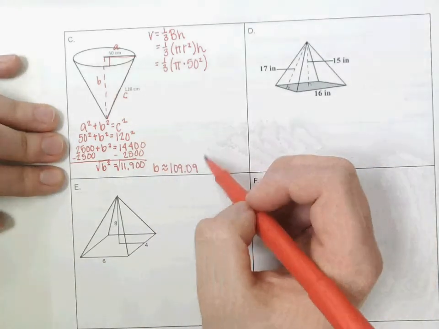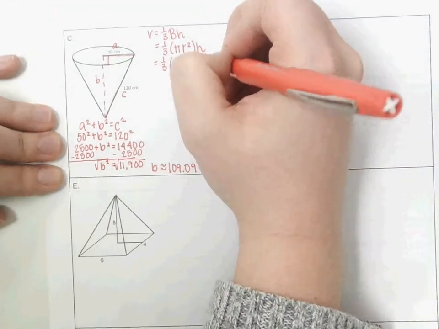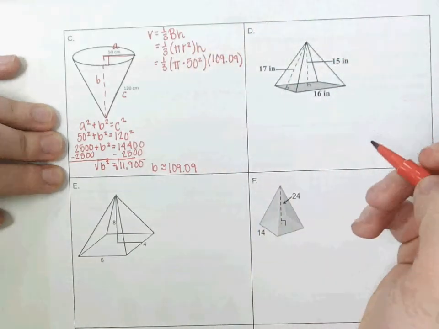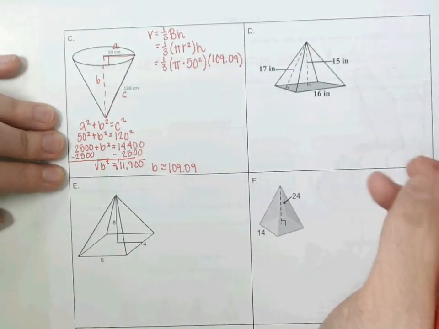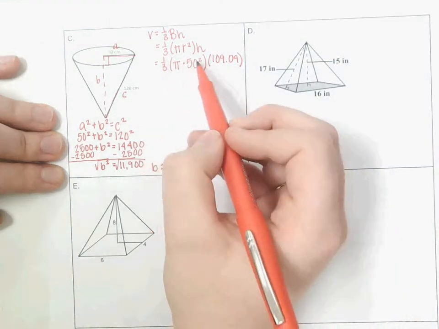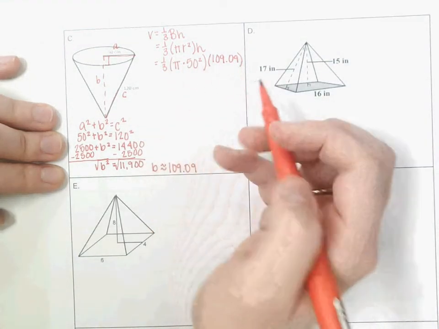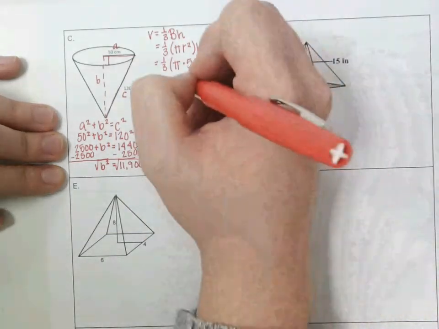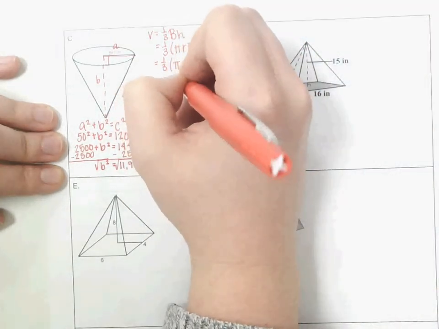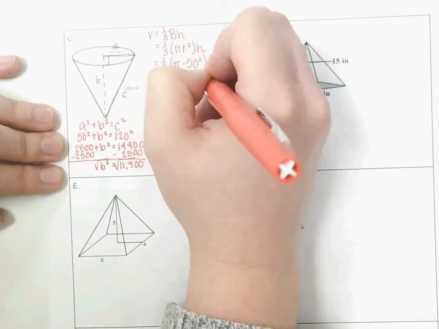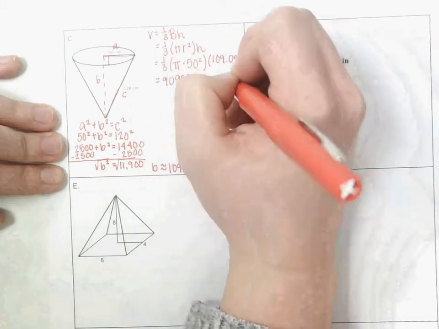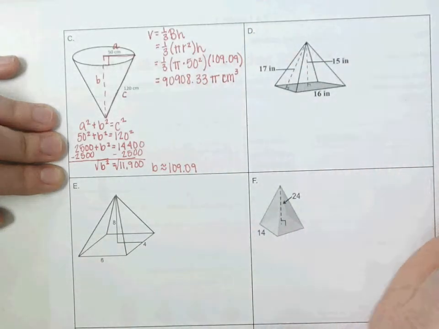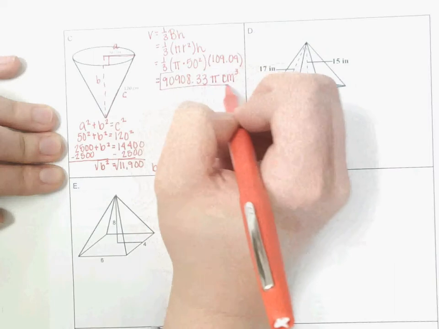Now I have to remember B is actually our height. Okay, so we're going to take this number here and we're going to plug it in for our height, 109.09. So whenever we multiply this out, again, we're going to do 1/3 times 50 squared times 109.09. And this is going to give us, when we leave it in terms of pi, 90,908.33 pi. And again, we're in centimeters, so centimeters cubed. So that's our answer in terms of pi.